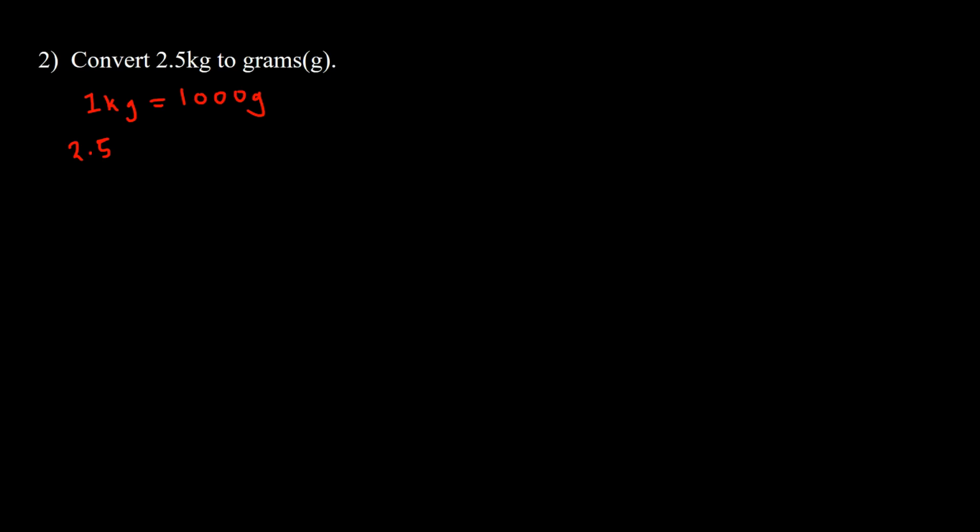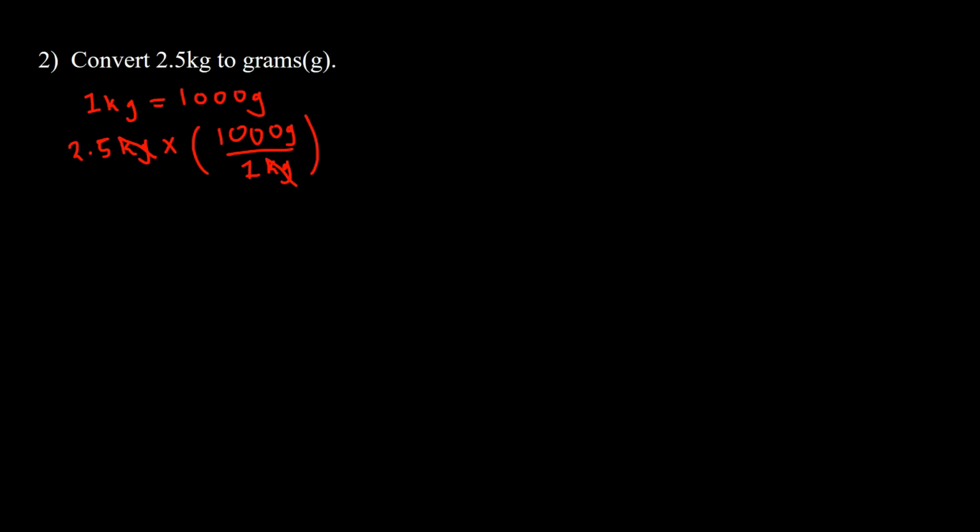So we have 2.5 kg, and then we multiply this with a fraction of the conversion factor. We want the kg to be down so that it cancels out. So we put the grams on top, where we write 1,000 grams, and then down there we put 1 kg. Now, the kg and the kg can cancel out, and the only unit that we remain with is just a gram.